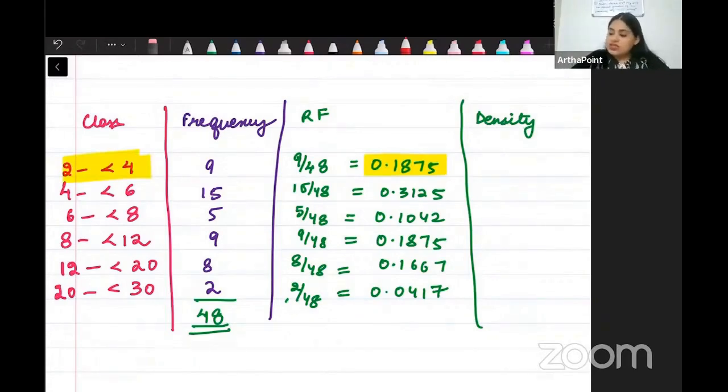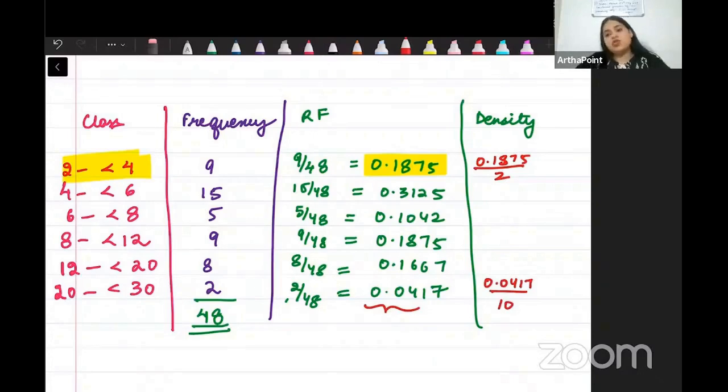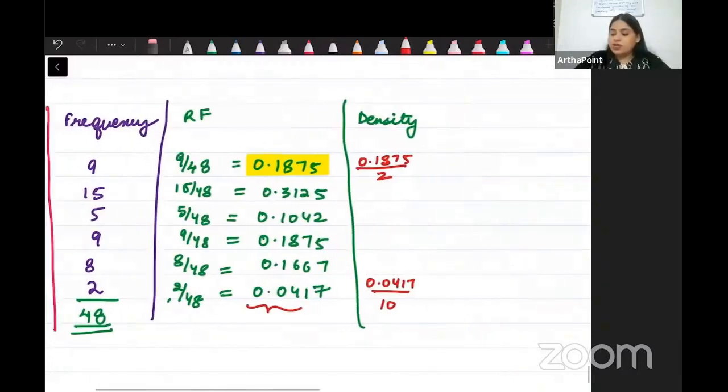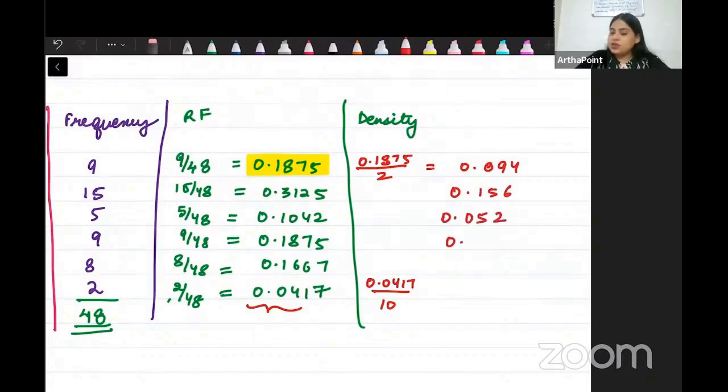So this will be 0.1875 divided by 2, this will be 0.0417 divided by 10, and so on. So you will get some values here. This will be 0.094, 0.156, 0.052, 0.047. Please, please, please do them on your own also.